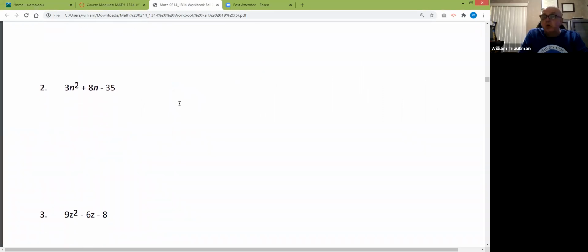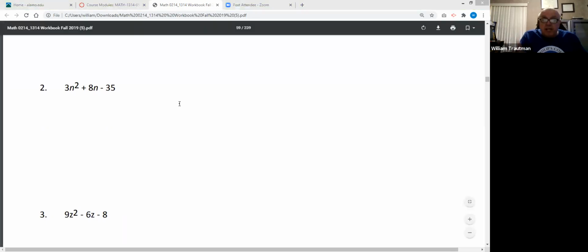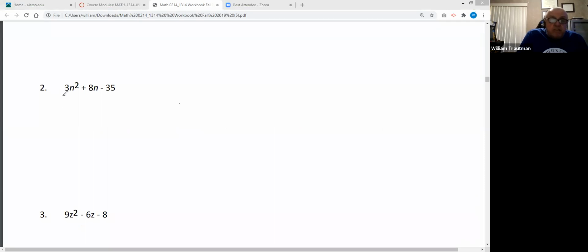Okay, so I told you yesterday I was going to do this for each problem I come across because it's good practice. Look for a GCF first. Is there any number that divides into 3, 8, and 35? Well, 3 is just 3, and 3 doesn't go into 8. No. Lowest power of n is no n. So there's no GCF.